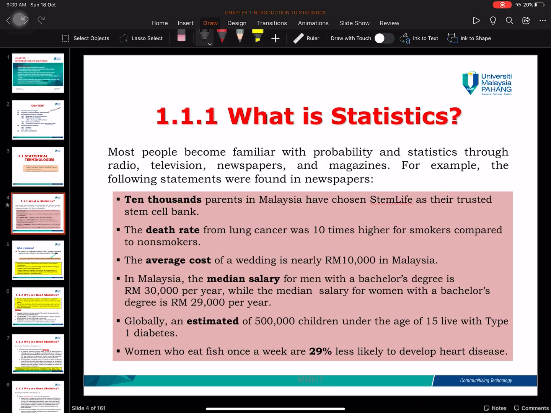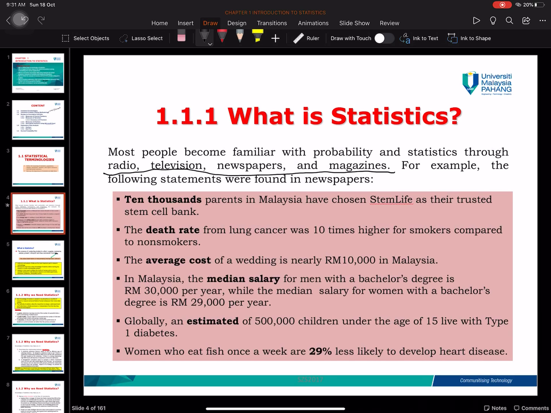Or we can say that 5 of 20 female students wear glasses. That's a statistic. Or we can say that 30 students in this class are male, and 20 students in this class are female. That's a statistic: any numerical value that represents something, some issue, or some characteristic. Simple, easy to understand. You can find statistics on many platforms: radio, television, newspapers, or magazines.